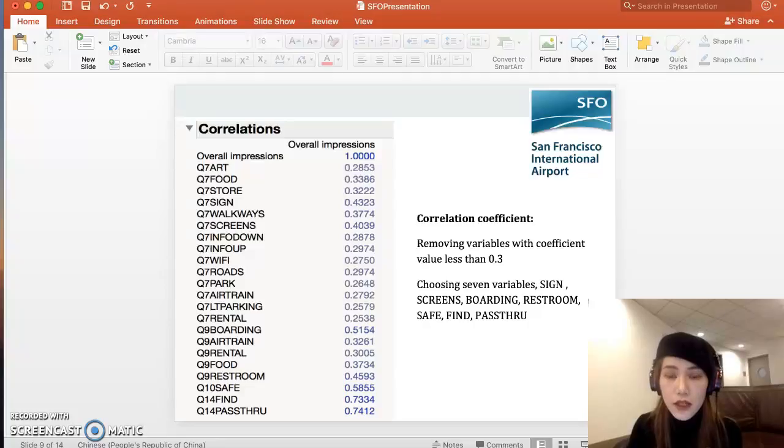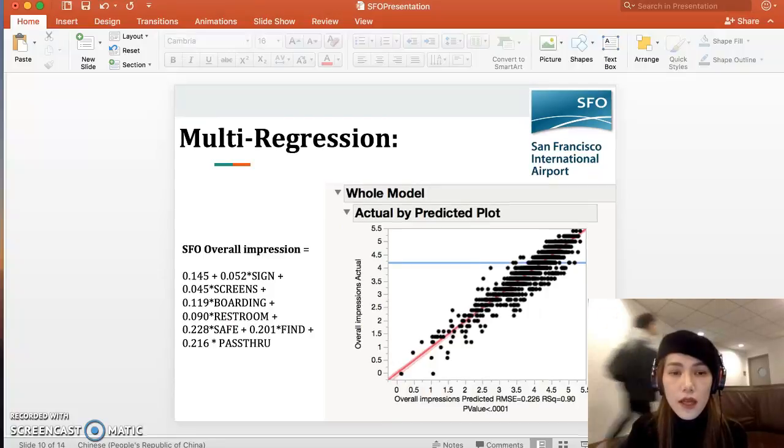In the correlation coefficient analysis, we remove variables with coefficient value less than 0.3, and we choose 7 variables: the sign, screens, bathroom, restroom, safe, find, and pass-through. So here is the equation of SFO overall impression.